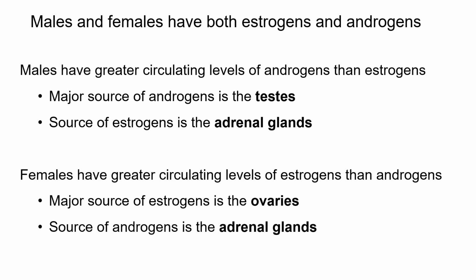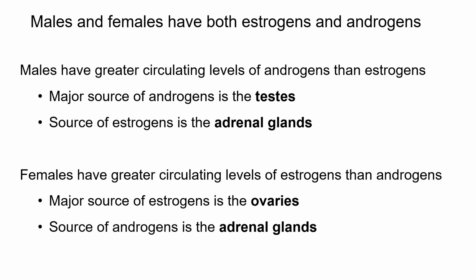So both the typical male body and the typical female body have circulating estrogens and androgens. What differs is the source of these hormones. In a typical male adult, they have higher circulating levels of androgens than estrogens, but both are present in the blood. The major source of the androgens is the testes, and the major source of the estrogens is the adrenal glands. And almost the opposite is true in the typical adult female body.